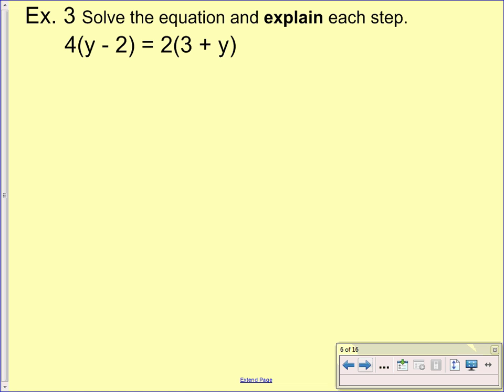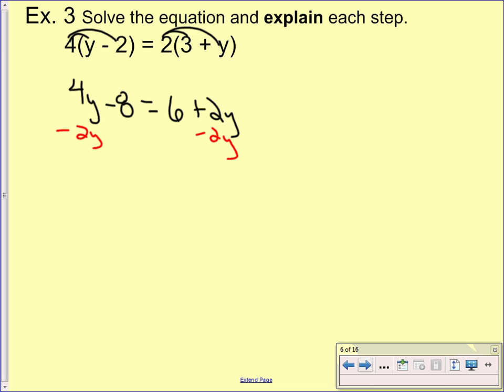Example 3, no fractions to clear, but I do need to distribute the 4 and the 2. Distributing the 4 gets me 4y minus 8 equal to, distributing the 2, 6 plus 2y. Now I'm going to move the variables to one side and the numbers to the other. Subtract 2y from both sides. I get 2y minus 8 equals 6. I'm going to justify that step with subtraction property of equality.